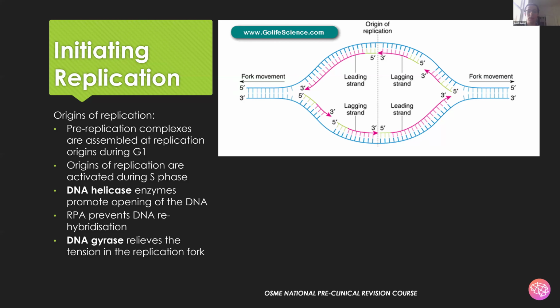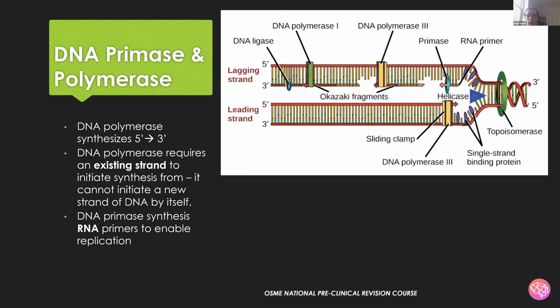Now, as the DNA is unwound, there's tension in the replication fork. And so DNA gyrase, which is a type of topoisomerase enzyme, relieves that tension and stops the unwound single DNA strands from getting tangled by a breaking and rejoining mechanism. So now thinking about how this new DNA strand is actually synthesized, there are two enzymes here that we're thinking about: DNA primase and DNA polymerase.